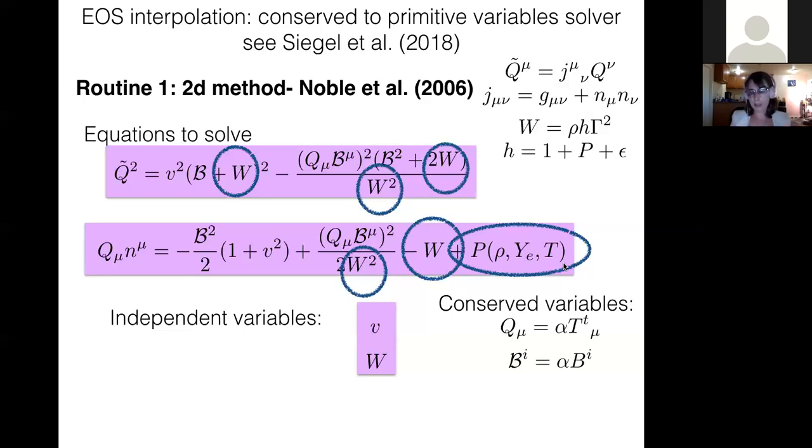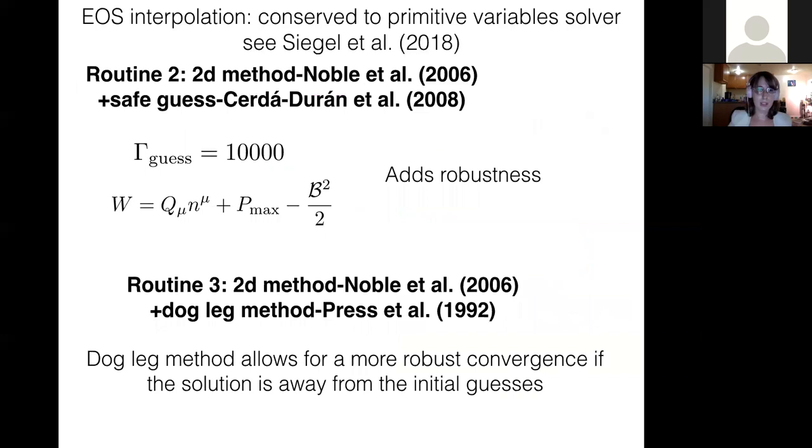So with that, we already did this routine, and we added 3 others just to make it as robust and as accurate as we possibly can. The second routine that we added was this 2D method, but instead of the guesses that we had, we added some safe guesses that come from this paper by Cerda-Duran. In this case, we implement a really, really high Lorentz factor as our initial guess. And we also have the enthalpy guess with the maximum pressure from the table. This safe guess has been noted to add robustness to the conserved to primitive variable solver.